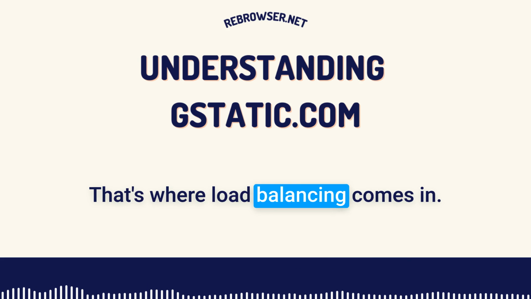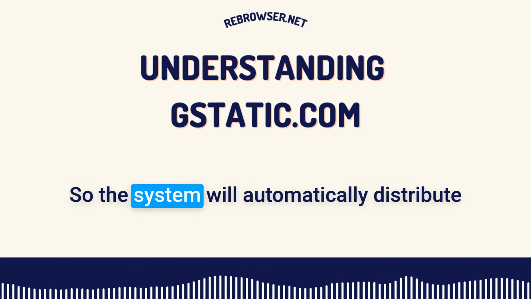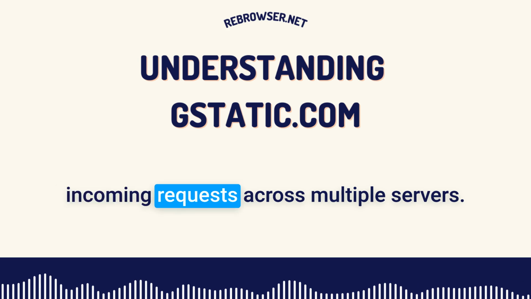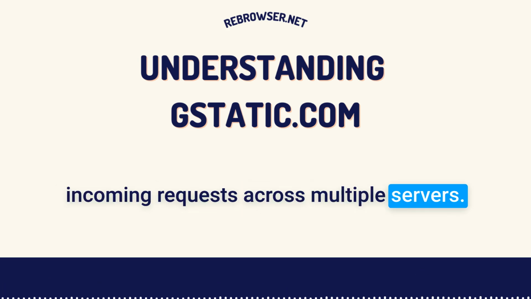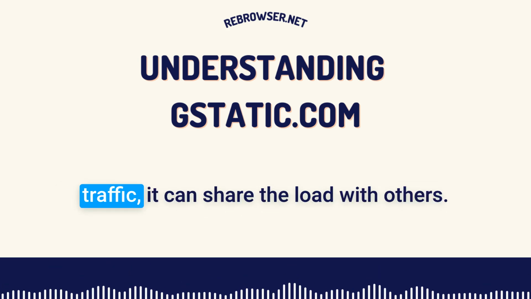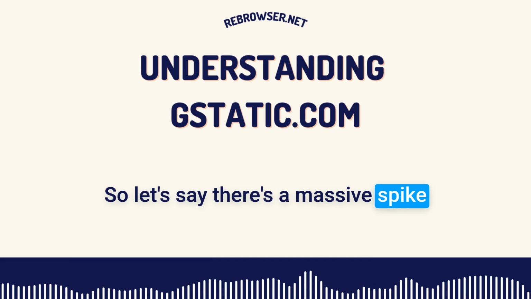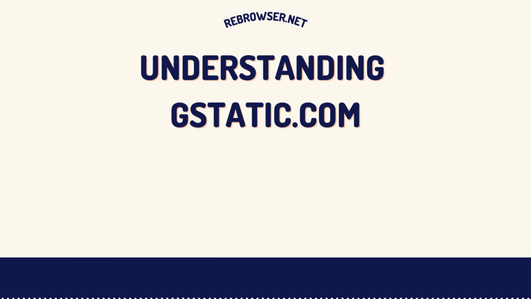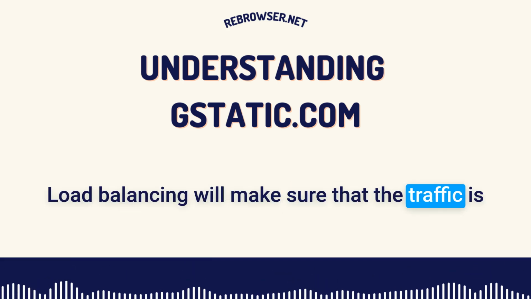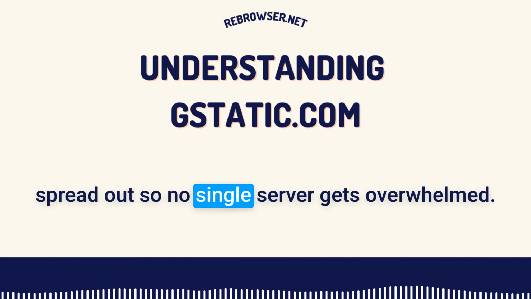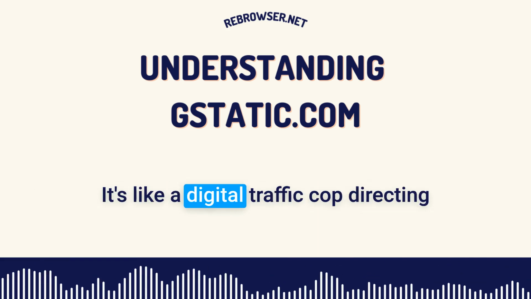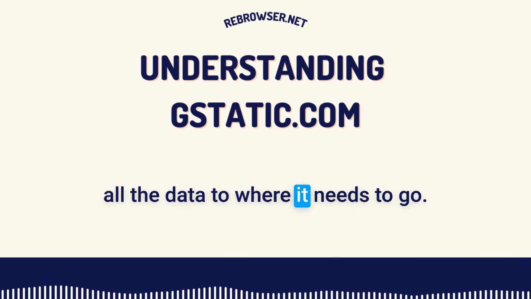That's where load balancing comes in. So the system will automatically distribute incoming requests across multiple servers. If one server is getting slammed with traffic, it can share the load with others. So let's say there's a massive spike in people searching on Google. Load balancing will make sure that the traffic is spread out so no single server gets overwhelmed. It's like a digital traffic cop directing all the data to where it needs to go.